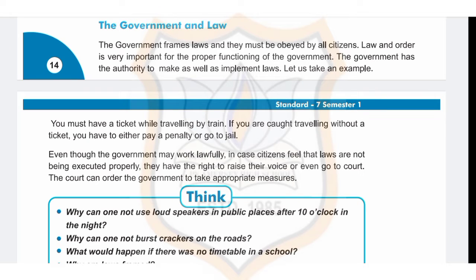Hello students, let us continue lesson number 3 and the name of the lesson is the government. So the topic is the government and law. Government frames law. Laws are framed according to the constitution of the nation. Nobody can make amendments in the law except government. Similarly, the government has the power to execute law.